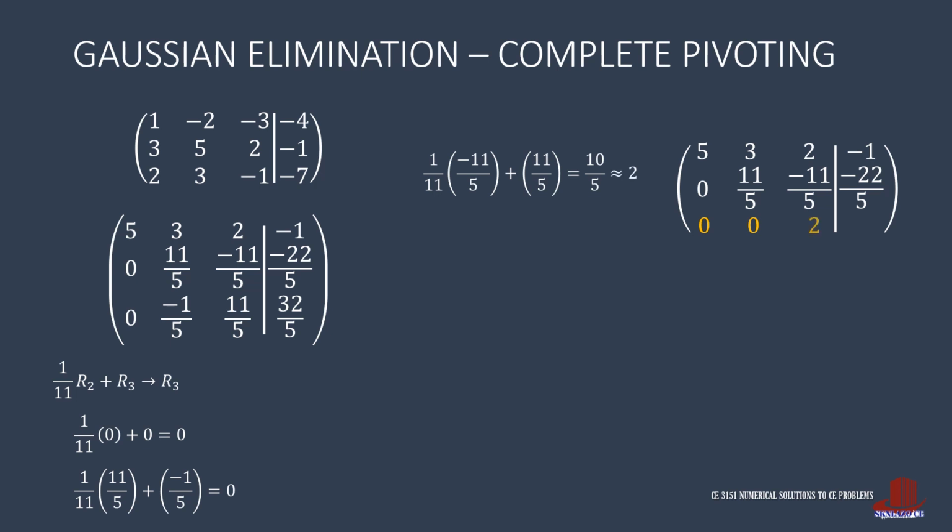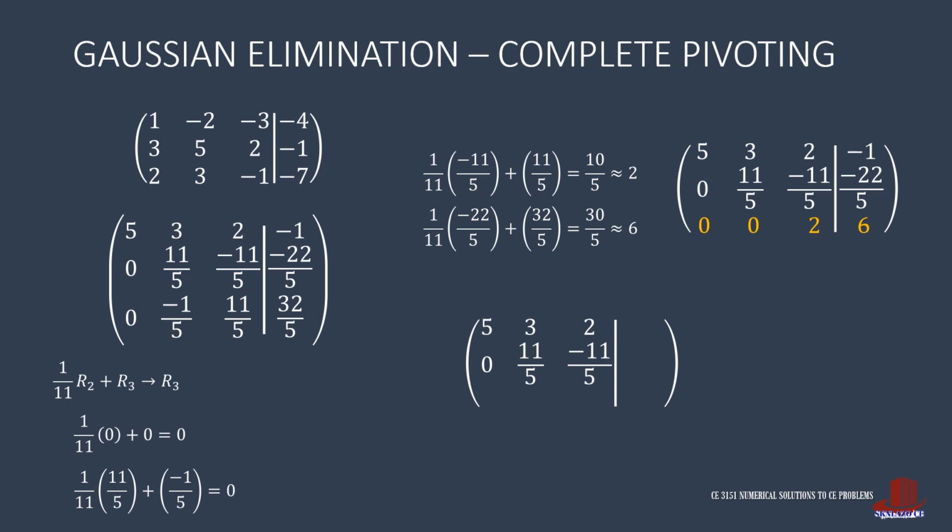The third element is solved as 1/11 of negative 11/5 plus 11/5, which results to 10/5, or that is 2. The last has 1/11 of negative 22 all over 5 plus 32 all over 5, making 30 upon 5, which is equal to 6. So the newly transformed matrix is the one shown.